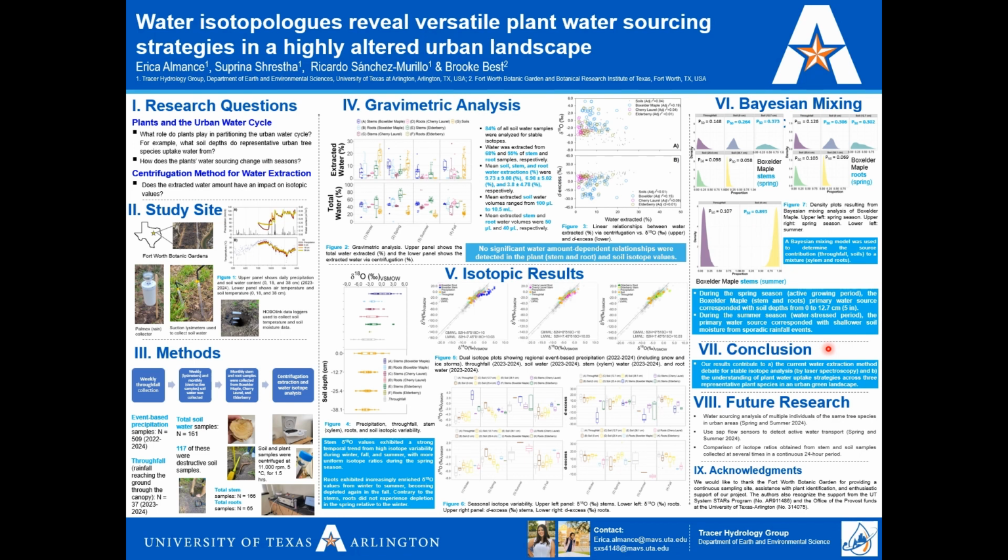Our results contribute to the current water extraction method debate for stable isotope analysis, as well as the understanding of plant water uptake strategies of these three representative plant species in an urban green landscape. Our future research includes sampling more individuals of the same tree species, sap flow measurements, and an analysis of the diurnal variability of stem and soil isotope ratios.